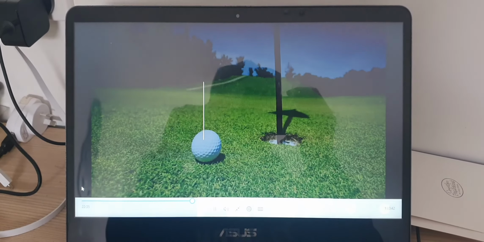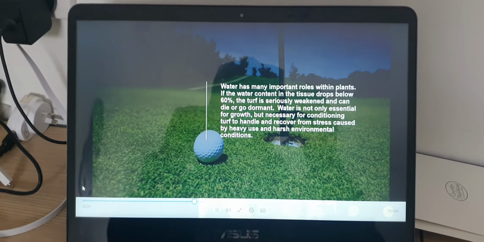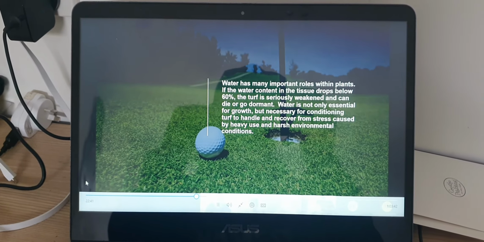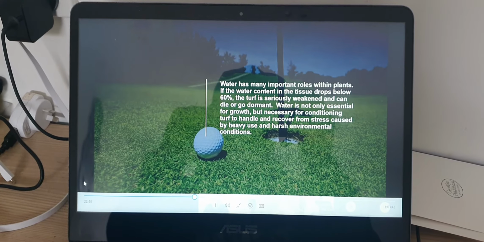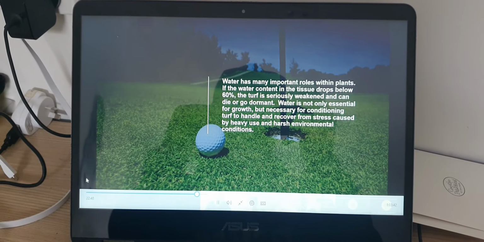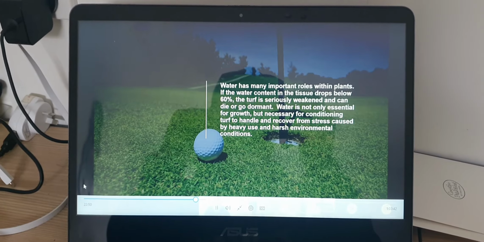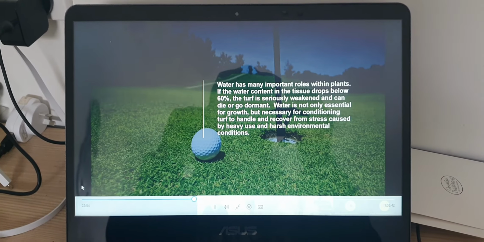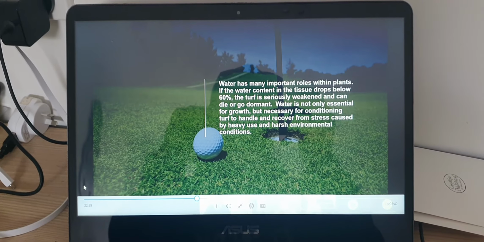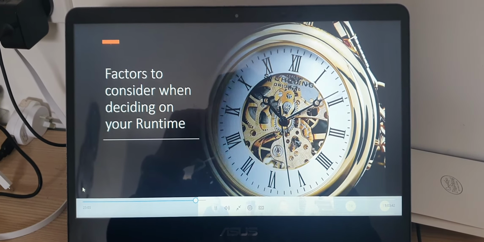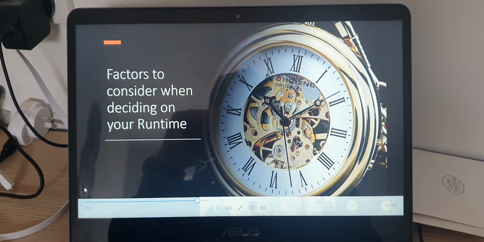As I was explaining, just starting off, water has many important roles within plants. If the water content in the tissue drops below 60%, the turf is seriously weakened and can die or go dormant. Water is not only essential for growth, but necessary for conditioning turfs to handle and recover from stress caused by heavy use and harsh environmental conditions. So that's just a little bit of background as to why we have to water a little bit. So factors to consider when deciding on your runtime.